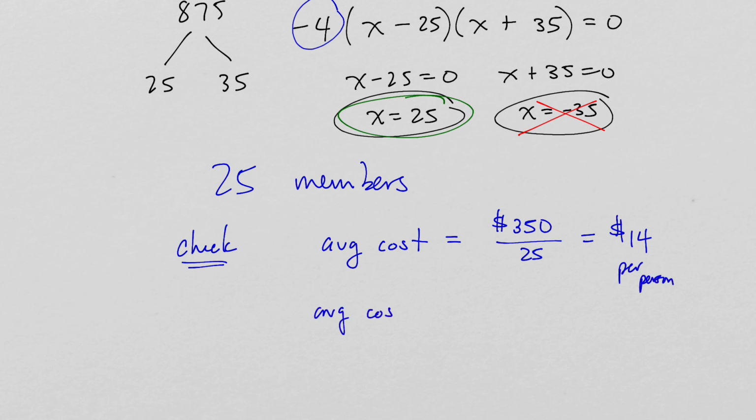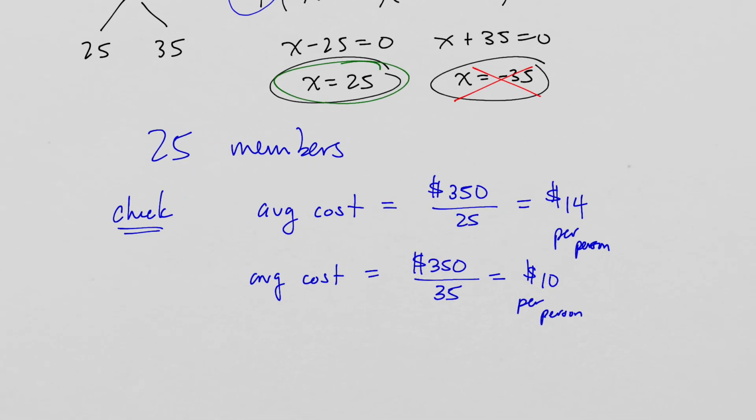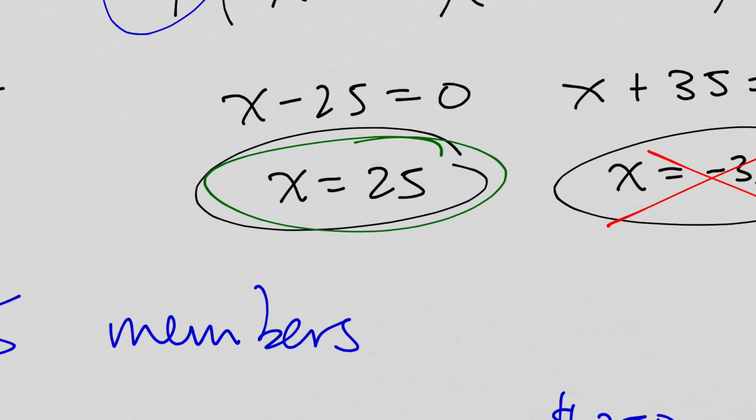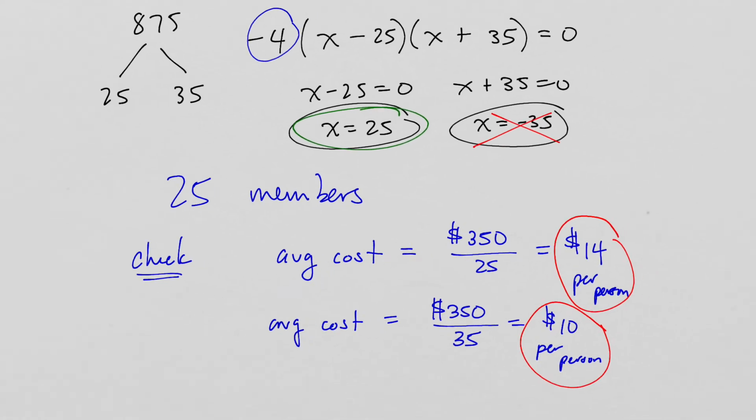The average cost afterward is $350 divided by the total number of people. Well, the total number of people after you add 10 non-members is 35 people. And 350 divided by 35 is $10 per person. So how do we know our answer is correct? Well, they told us that when you add 10 people, the average cost goes down by $4. And that's what happened here, right? The average cost before was $14. Now it's $10. So it looks like our answer of 25 members going on this trip is correct.